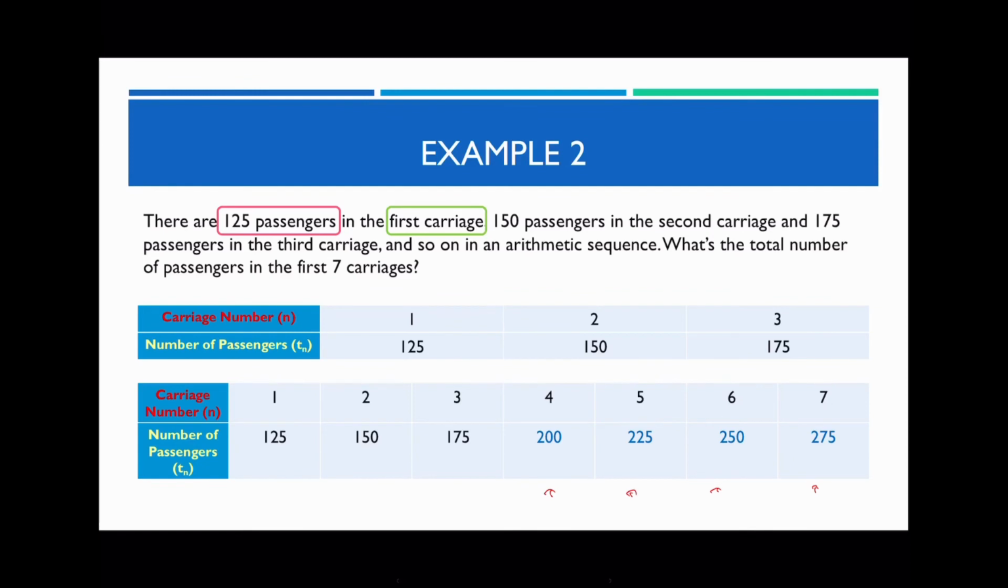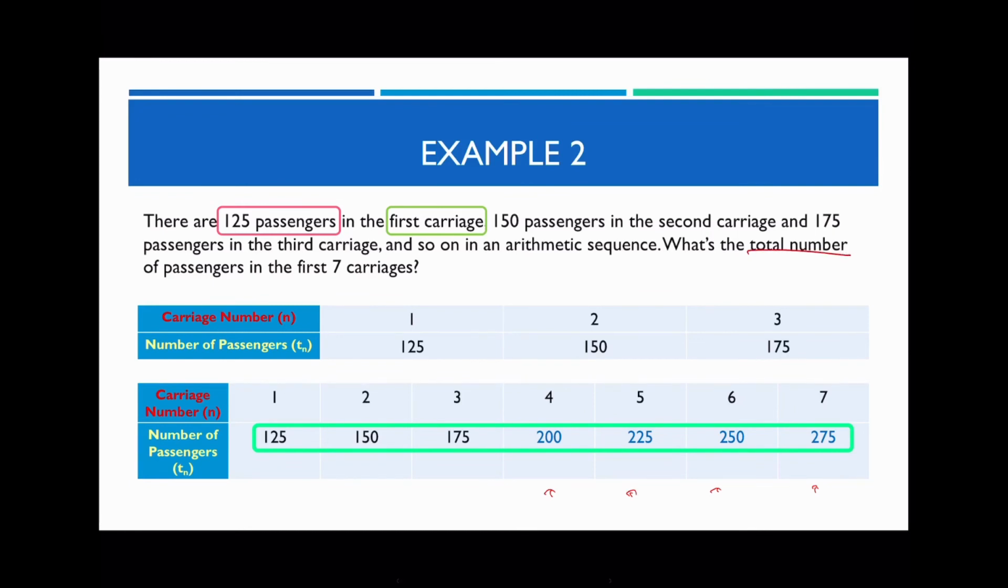Notice for this particular question, I didn't really need to write the general formula. I can still answer this question without doing so, and if you can, then you don't have to. So in this case, because I want to find out the total number of passengers in the first 7 carriages, I want to add this all together. So if you add up all the values together, you're going to get an answer of 1,400 passengers.